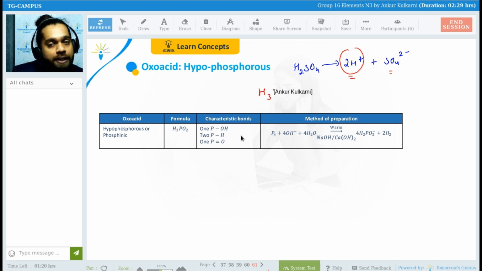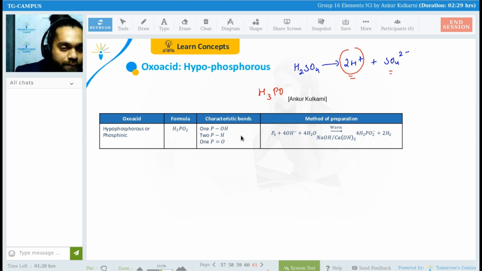Similarly, if I dissociate H3PO2, how many H will I get? Sarjana, Prashanti, Anthony, Sasidaran, how many H will I get if I dissociate H3PO2? 3, yes. Okay. Now look at the structure. The structure looks like this. See how to draw the structure.